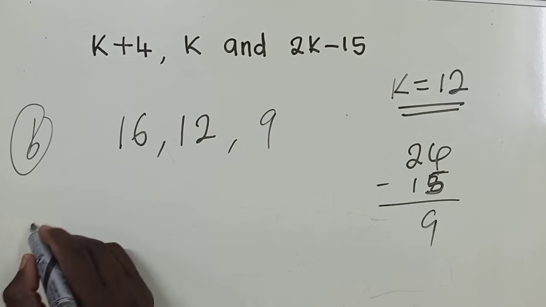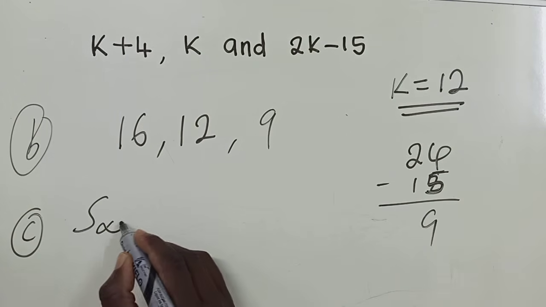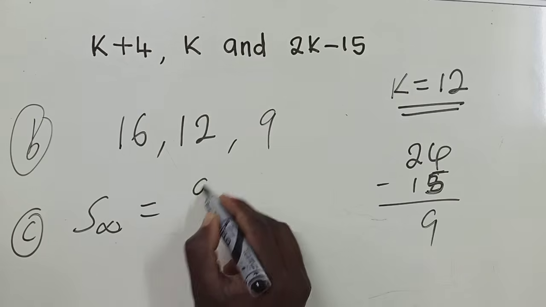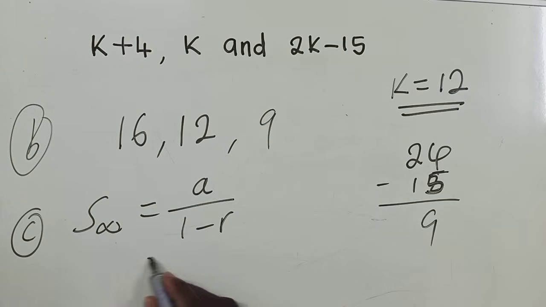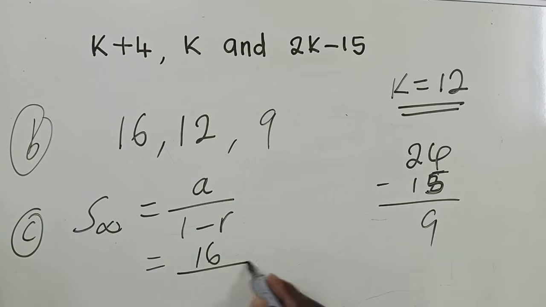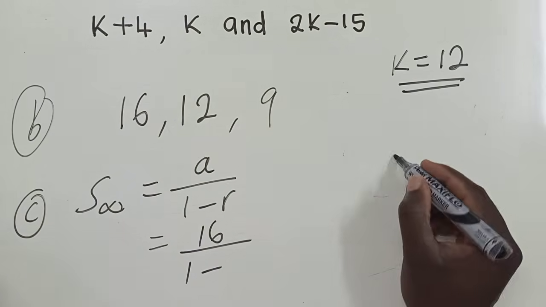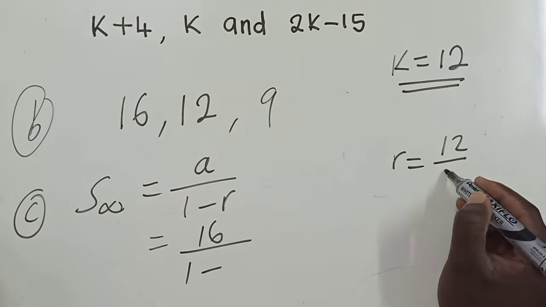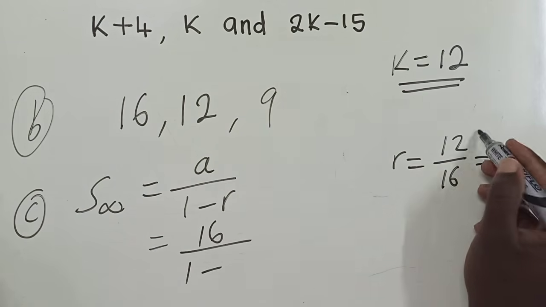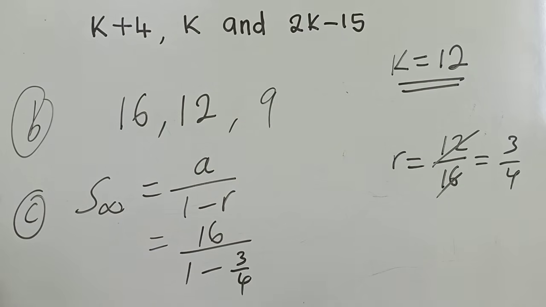So now the last question, which is C, they are saying we find the sum to infinity. So the formula for sum to infinity will look like this. Okay, this is the formula. So what is our first term? It's 16 over 1 minus R. What is our R? We find our R, we say 12 over 16, which is 3 over 4. So our R is 3 over 4.